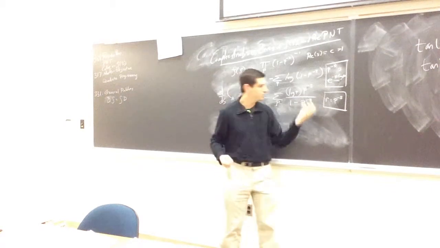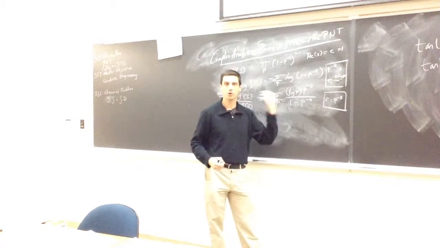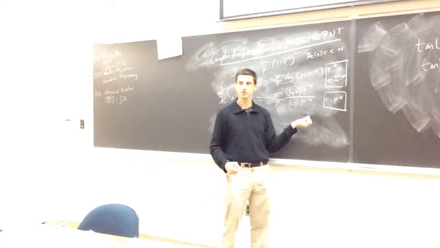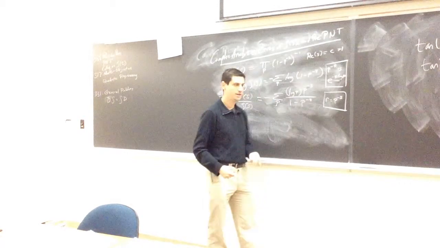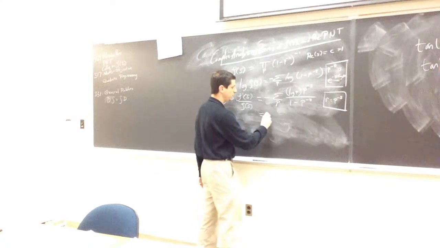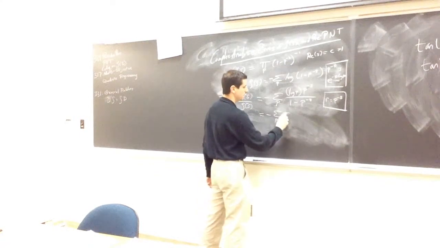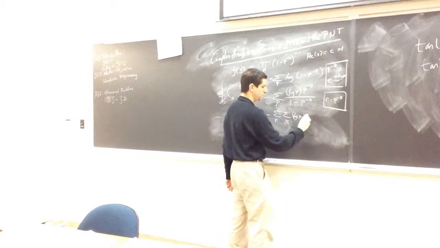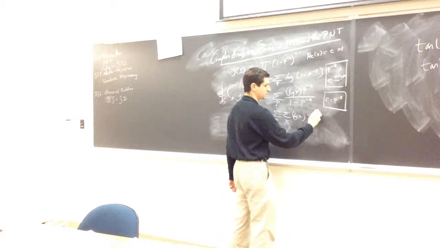Geometric series. When you see expressions like this, you need to be automatically thinking something like that. You should be thinking, oh, this looks like a geometric series where the ratio is p to the minus s. If we do that, we now get minus the sum over p, the sum over k, log of p times p to the minus ks.